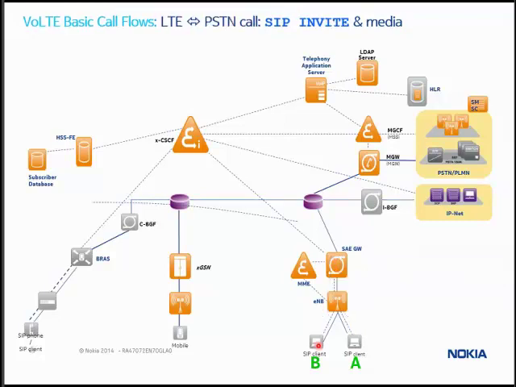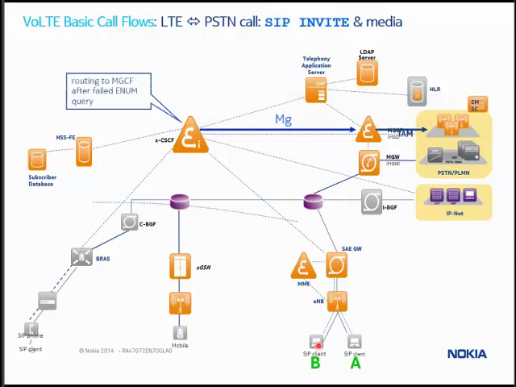Now here's another example. Now we're making a call from subscriber A to the public switched telephone network. So subscriber A sends in the SIP invite. We authenticate what the subscriber can do.